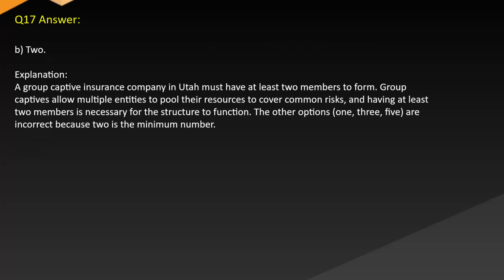Answer: B. 2. Explanation: a group captive insurance company in Utah must have at least 2 members to form. Group captives allow multiple entities to pool their resources to cover common risks, and having at least 2 members is necessary for the structure to function. The other options, 1, 3, 5, are incorrect because 2 is the minimum number.